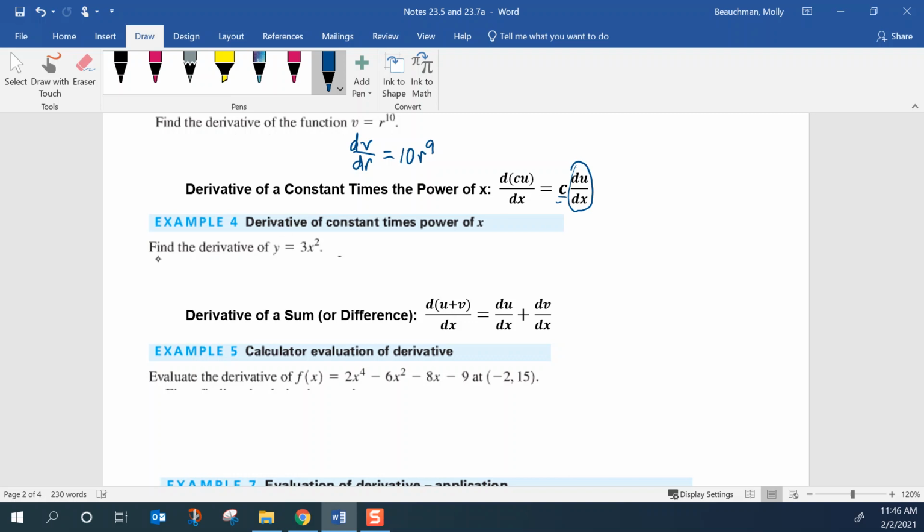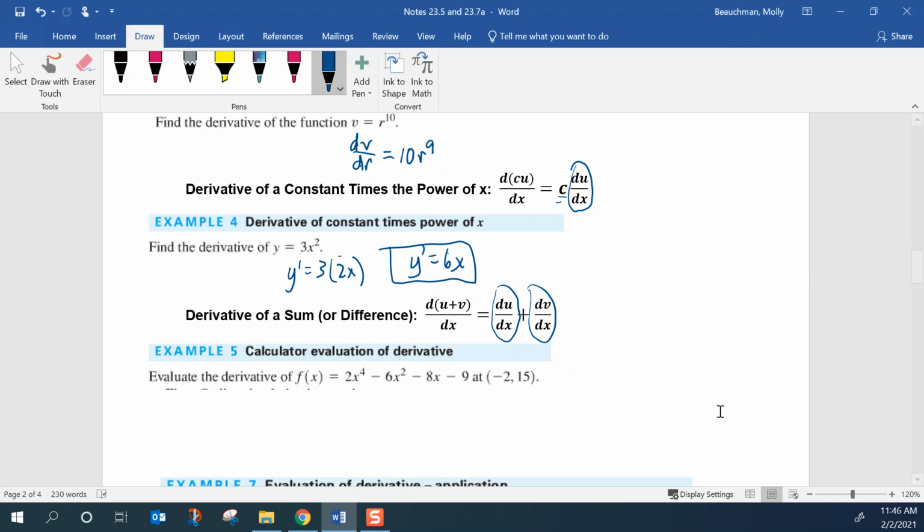What does that mean? If we take the derivative of y equals 3x squared, y prime is equal to 3 times the derivative of x squared, which is 2x. So our derivative is equal to 3 times 2x, which is 6x. So if you have a constant times your variable to a power, you take your constant times the derivative. If you're adding or subtracting terms, this notation says take the derivative of each term separately and add and subtract them.